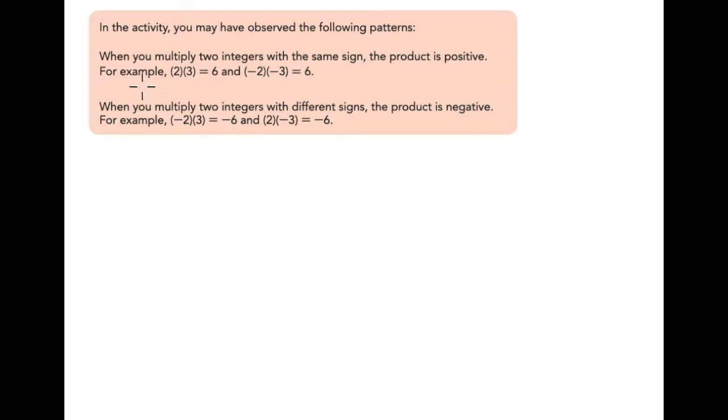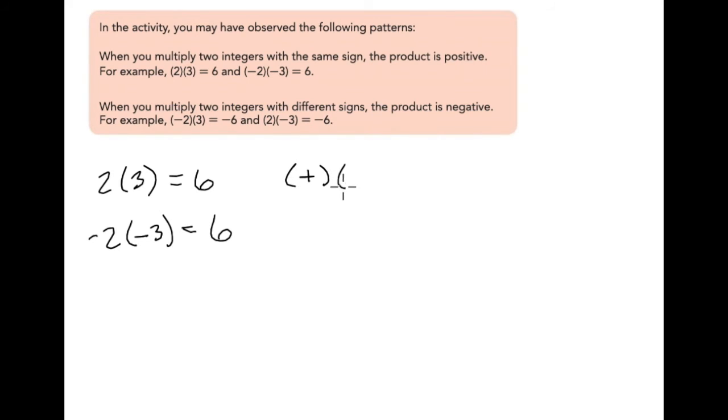We should have noticed that when we multiplied 2 integers with the same sign, the product was positive. So when we had 2 groups of 3, or 2 times 3, our answer was 6. And when we had a negative 2 times a negative 3, our answer was still 6. So what we mean by same signs is we had a positive times a positive, which gave us a positive, and we had a negative times a negative, which also gave us a positive.